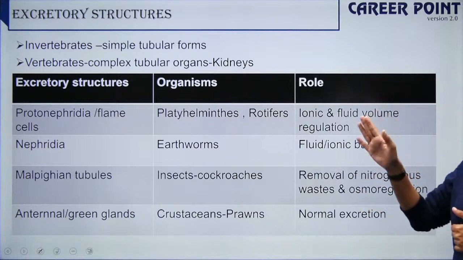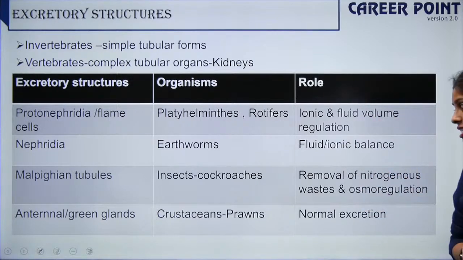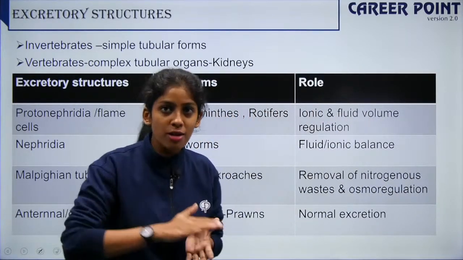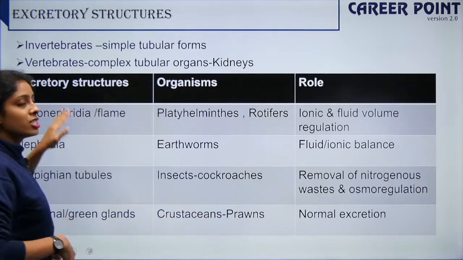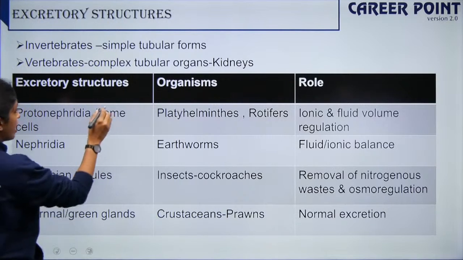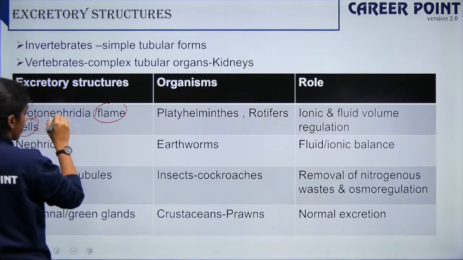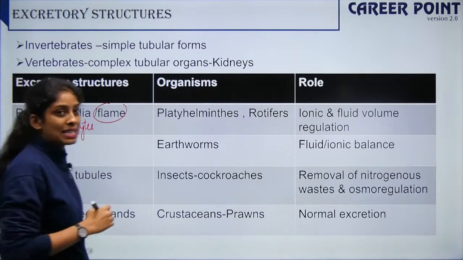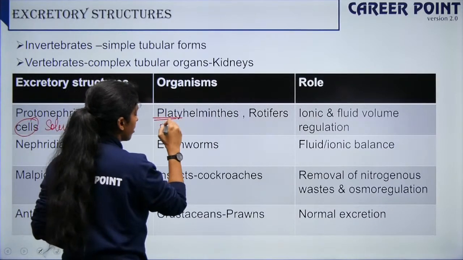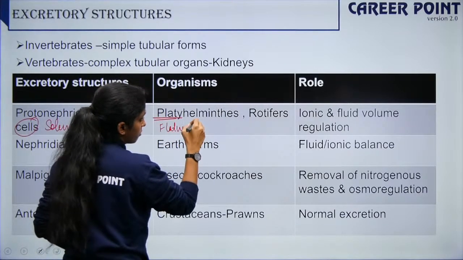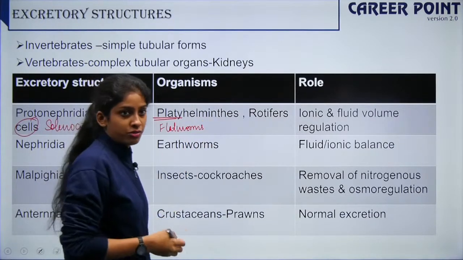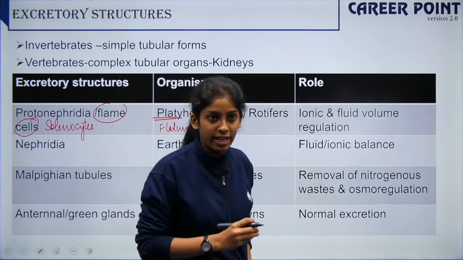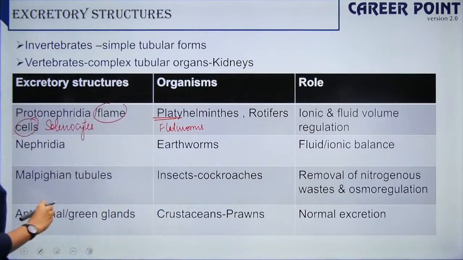Fine. So protonephridia or flame cells. The organisms are Platyhelminthes or rotifers. I guess you remember phylum Platyhelminthes, which are flatworms. Flatworms have flame cells or protonephridia. By now you should know flame cells are also known as solenocytes. This is dating back to your animal kingdom chapter. These are present in Platyhelminthes, or rotifers. They help in ionic and fluid volume regulation along with the excretion process. The next one is nephridia.